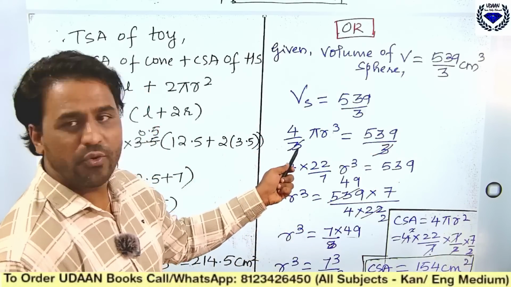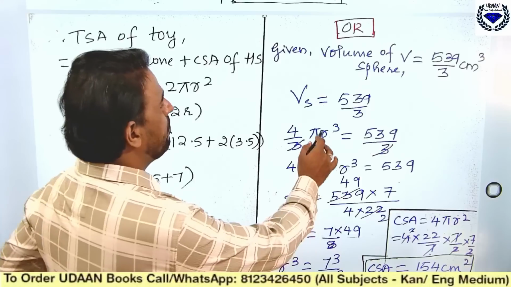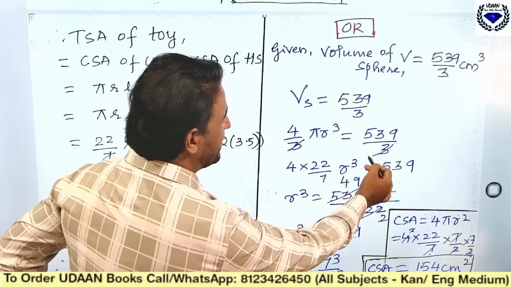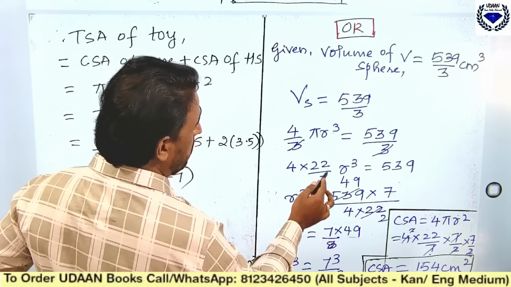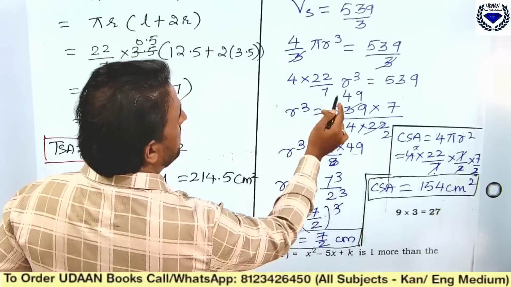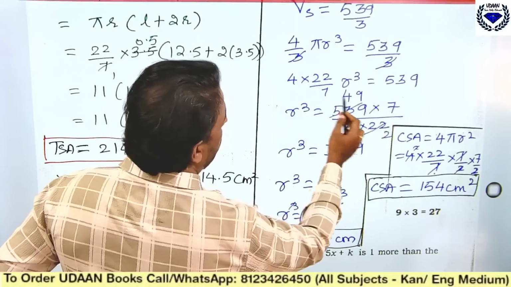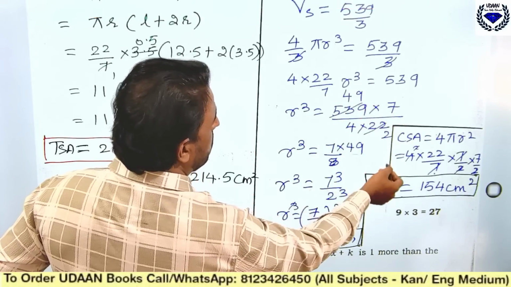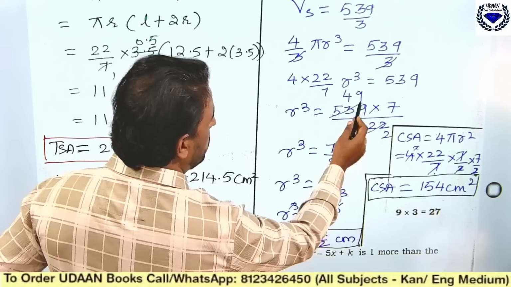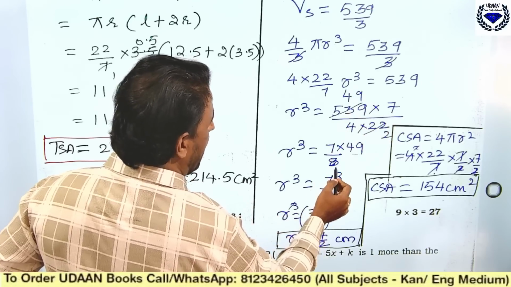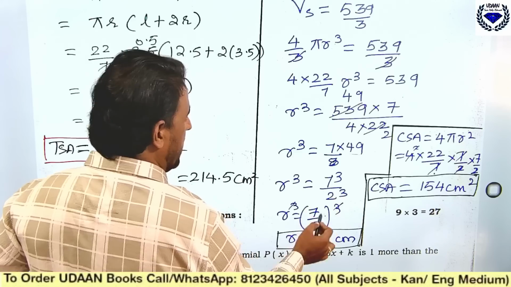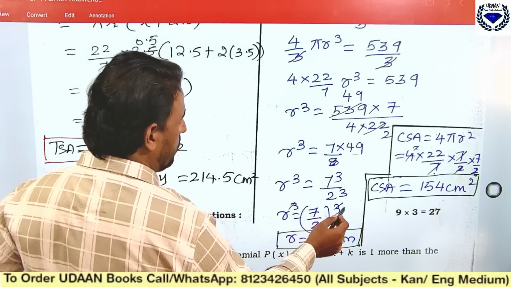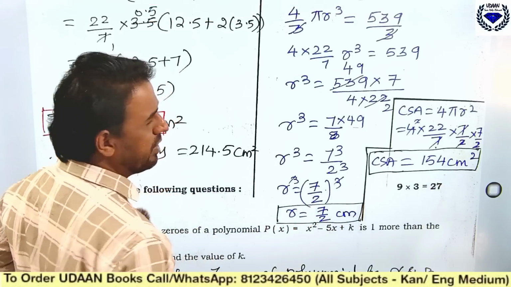Volume of sphere is 4/3 pi r cube. Next, this 3 and this 3 will get cancelled. Write pi is equal to 22 by 7. Then this 7, 22 and 4, cancel out. You will get r cube is equal to 7 into 49 by 4 into 8. Then 7 cube by 2 cube will come. Take the whole cube; the cubes will get cancelled. r is equal to 7 by 2.